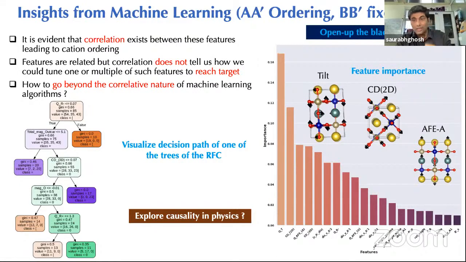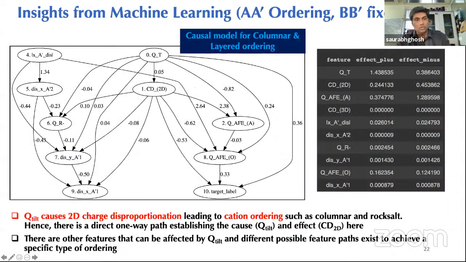But the pattern ordering problem is beyond that. Here, this idea came from Dr. Anna Ghosh, where we started thinking beyond the correlation of machine learning, and we introduced what is called a causal model. A causal model means basically the relation between cause and effect. So what is basically causing this? My target property is, say, columnar ordering. That is my target. And I start with the tilt distortion.